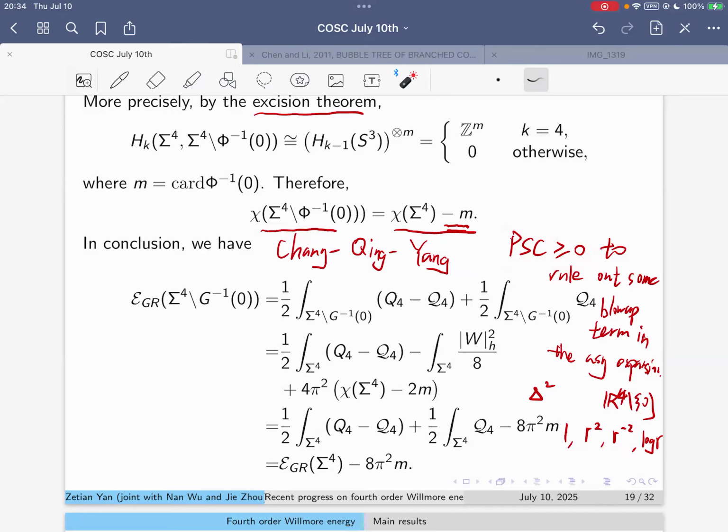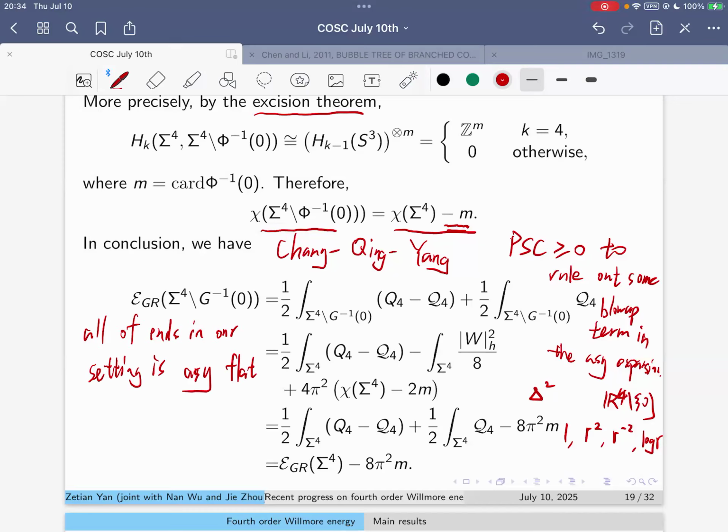However, in our case, we are very lucky because we use the inversion to block this point. So all of the ends in our setting are asymptotically flat, such that the isoperimetric ratio is constant there.